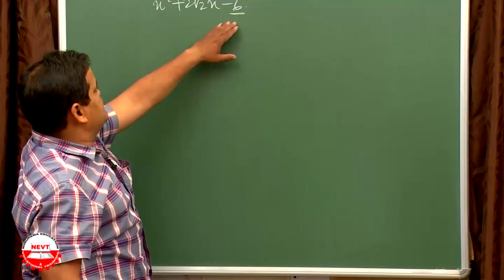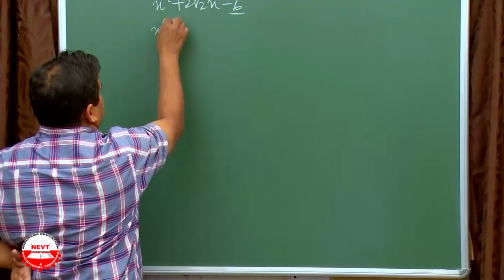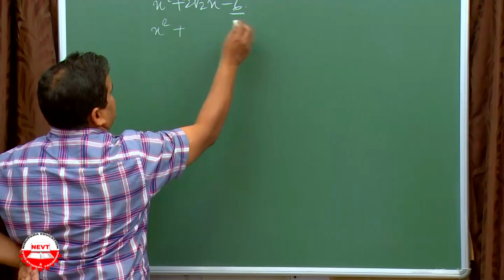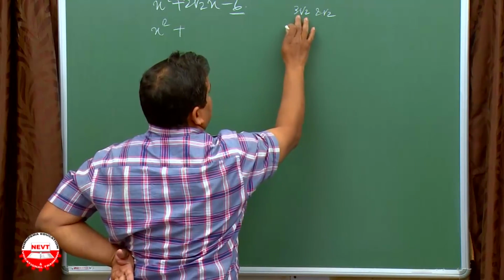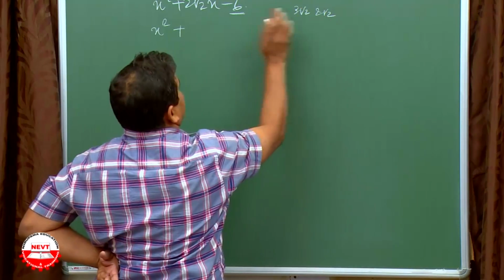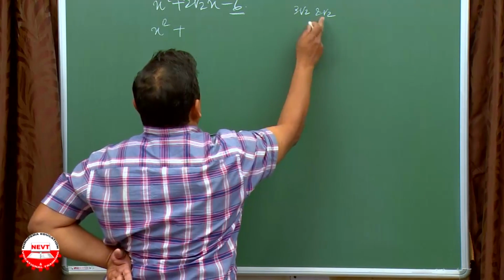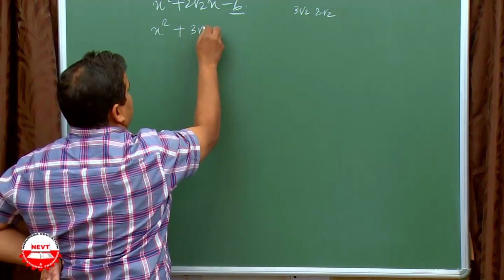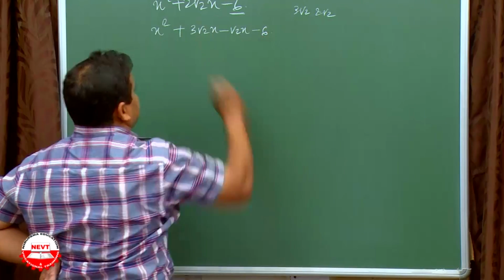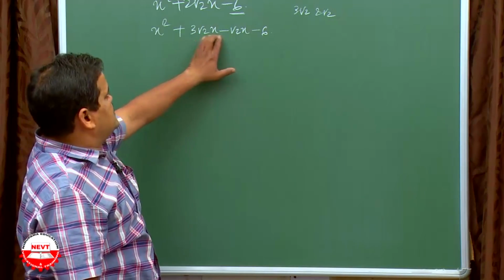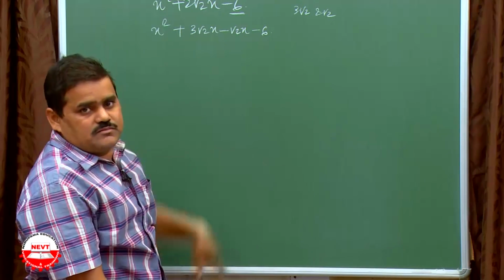Product is minus 6 means difference is 2 root 2. So x square plus the two numbers are 3 root 2 and root 2. So 3 root 2 into root 2 is how much? 6, but the difference is 2 root 2. So 3 root 2x minus root 2x minus 6. That means 3 root 2x minus root 2x is 2 root 2x, then the product is minus 6.